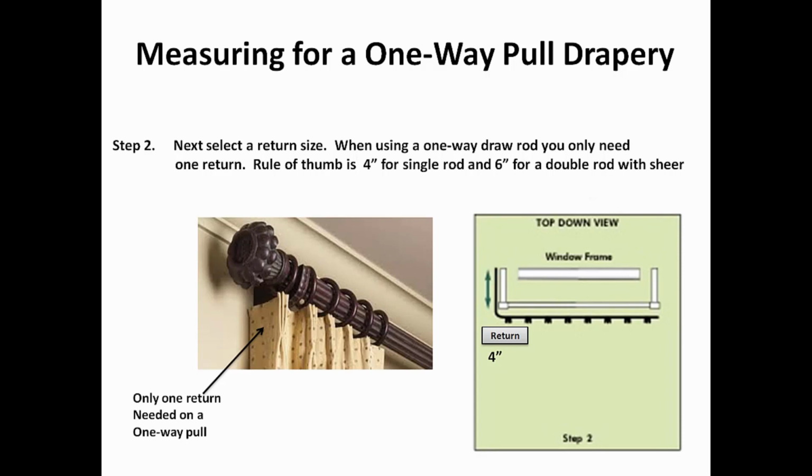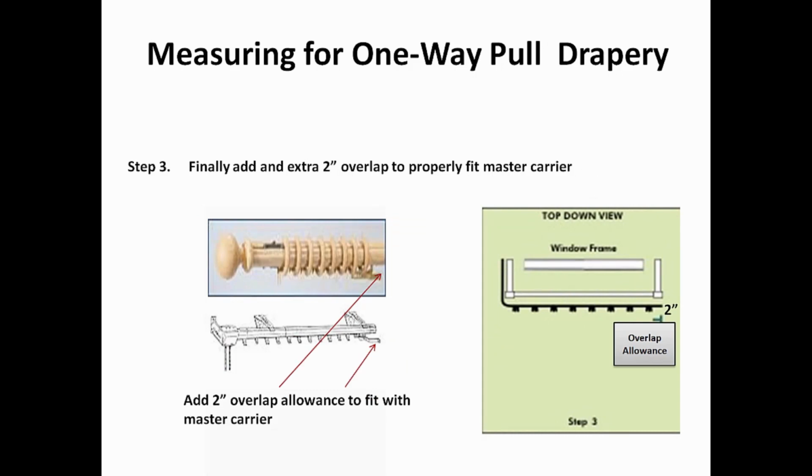But as you can see on the left-hand side, you would only have one return that you would need for a one-way pull. And on the example on the right-hand side, top-down view, you can see that all I have is one 4-inch return under this scenario. And here again, when you're using a one-way pull drapery, step 3 would be add the amount that you need for what we call the overlap.